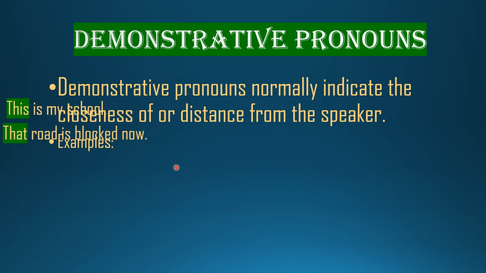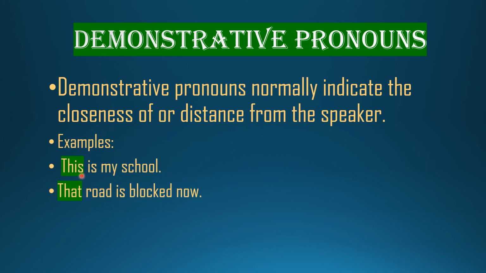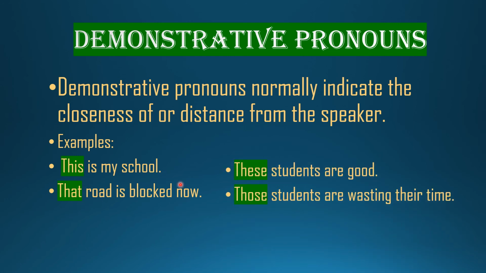For example, this is my school. Here this is a demonstrative pronoun. Same as that road is blocked now. Here that is demonstrative pronoun. Same as you can see, these students are good. Here these, demonstrative pronoun, and those students are wasting their time. Here those is our demonstrative pronoun.